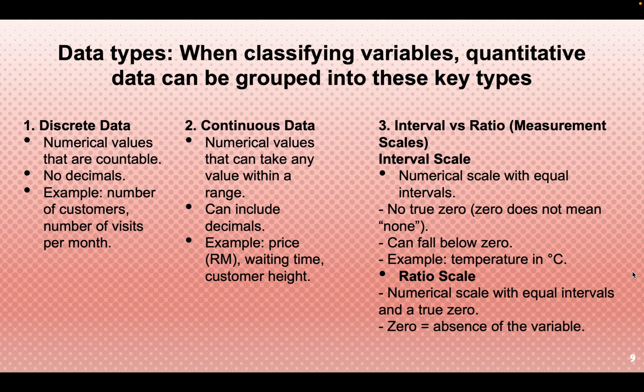We also have two measurement scales. Interval scales have equal intervals but no true zero, like Celsius temperature. Ratio scales have equal intervals and a true zero, like sales, revenue, or age. Most business data is ratio scale, which gives you the most analysis flexibility.